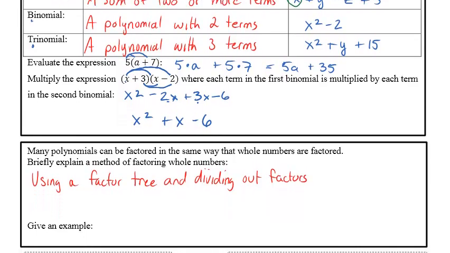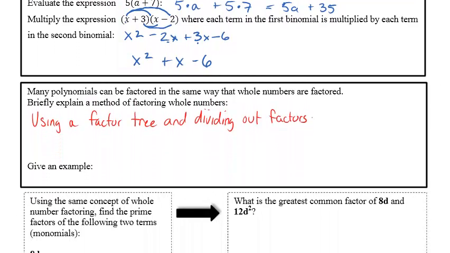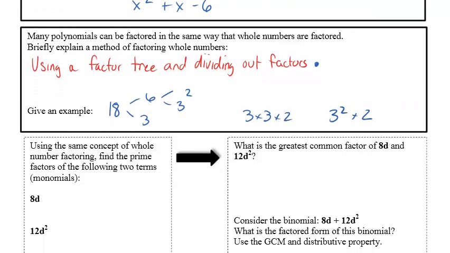Alright. The next part on the sheet was just to get you thinking about what it means to factor something. So one method of factoring is to use a factor tree. To give an example, you could start with maybe 18. That factors out to 3 times 6, which factors out to 3 times 2. So it's 3 times 3 times 2, or 3 squared times 2. And that leads into the next step.